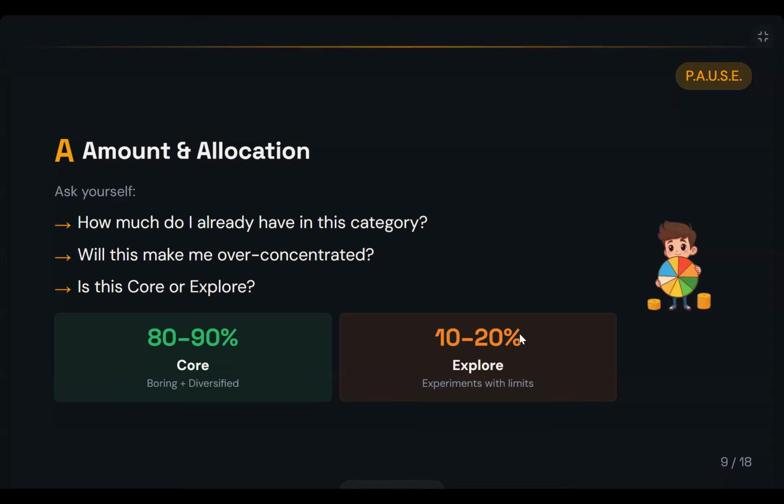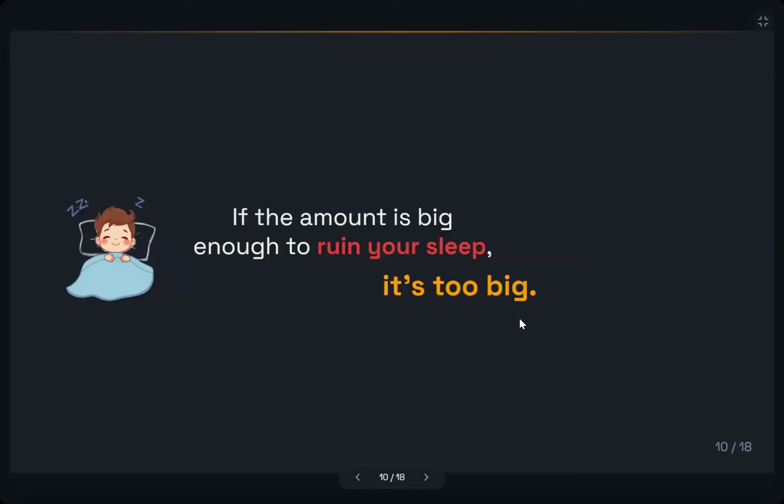The guideline is for core, have 80 to 90% of your portfolio in the core category. It is boring, diversified, long-term investment. And explore could be 10 to 20%, where you want to experiment with trends and limits. That's up to you. If your investment is large enough to ruin your sleep, it's too large. So it's time for you to take charge of your situation and decide on your amount and allocation towards each of these categories. Ensure that the amount is not big enough to ruin you.